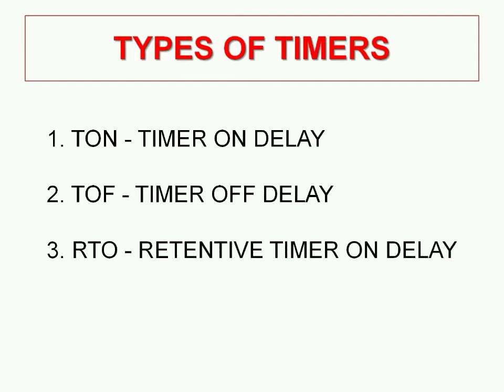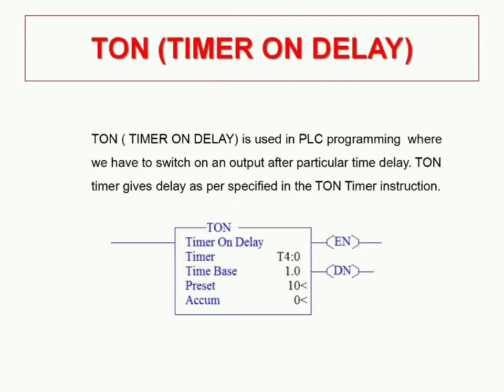The first type of timer, timer on delay, as you can get from the name, will give delay in the on time of an output. Second is off delay, and it will give delay in the off time of an output. And last, retentive timer on delay. Retentive timer I will discuss later, so I don't want to create any more confusion. Let's concentrate first on T-on and T-off, then we will get to RTO, retentive timer on delay. So first of all, T-on, timer on delay.